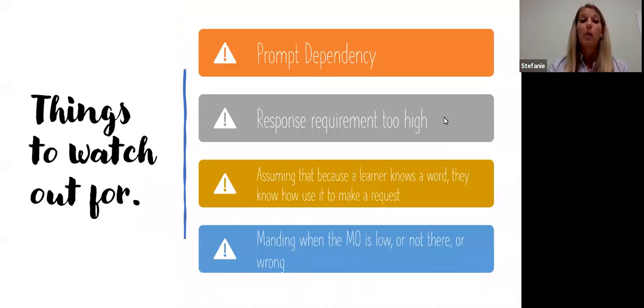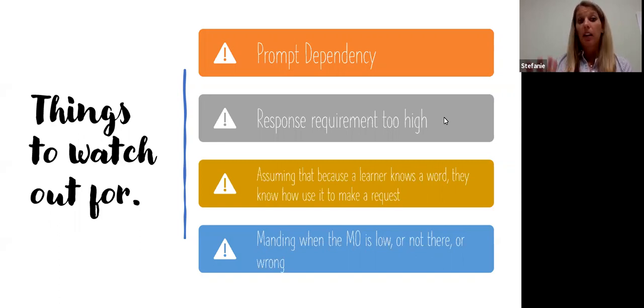Things to watch out for: prompt dependency. We don't want to over prompt or prompt too much. Once they start responding reliably to our echoics, remember that we want to fade our prompts. Watch out for the response requirement being too high. If you're starting to see a lot of challenging behavior with the mands in the request, maybe the learner isn't quite ready for that yet. Maybe they're not ready to emit full words. Maybe it's just the short, simple echoics, or maybe they're not ready for the sentences. They're still working on the one-word mands.